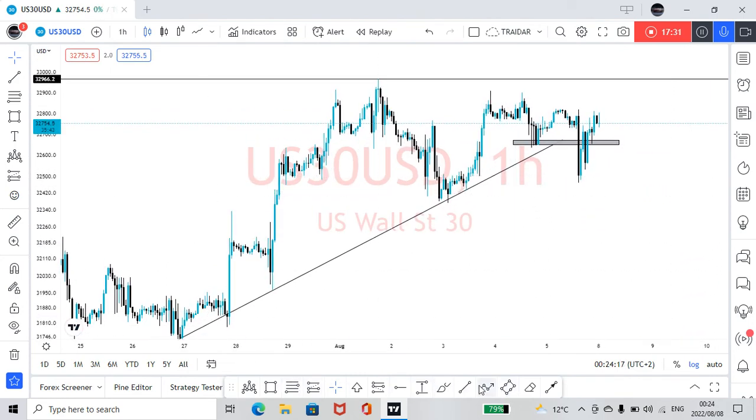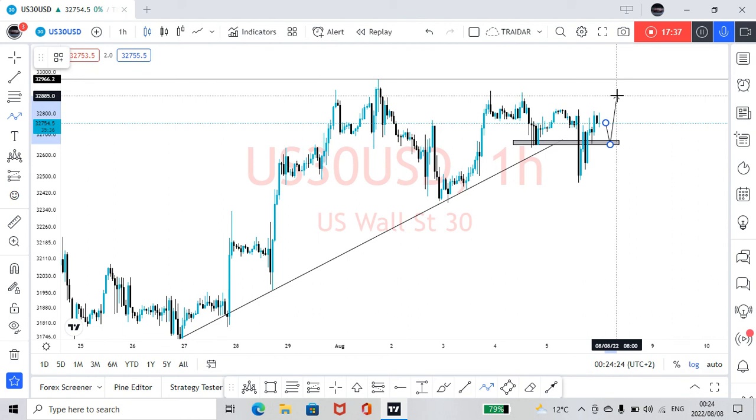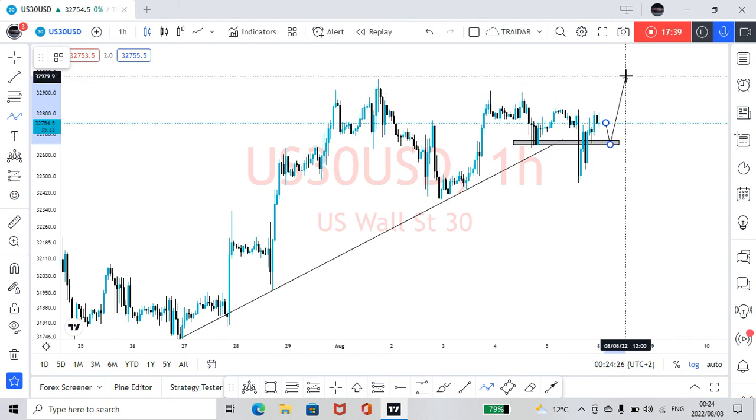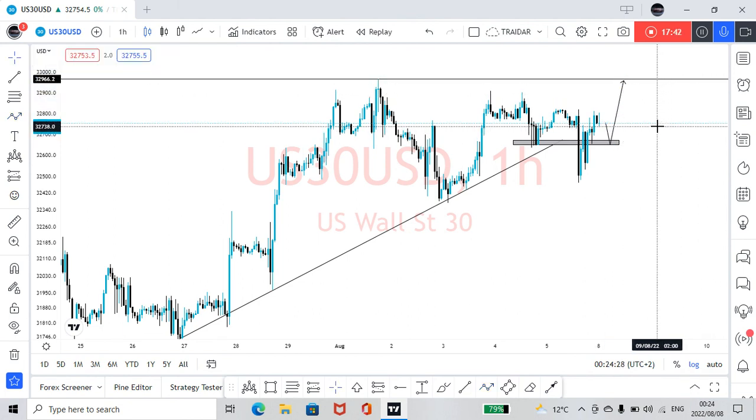So in US30, I can make it simple. I'd rather say there's nothing, but let me make it simple. It's Monday, there won't be that much movement. So this is our move. This is our move.